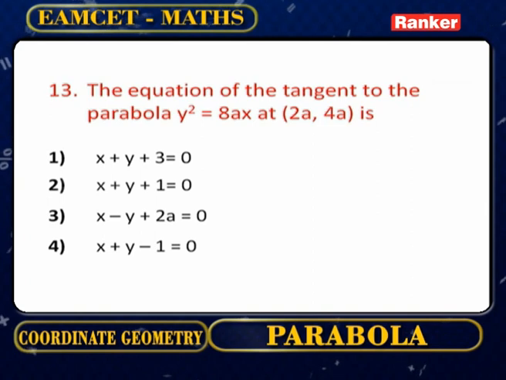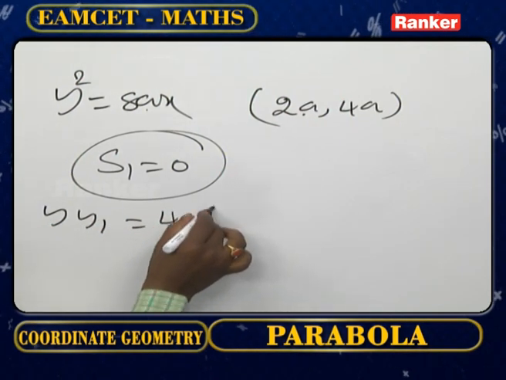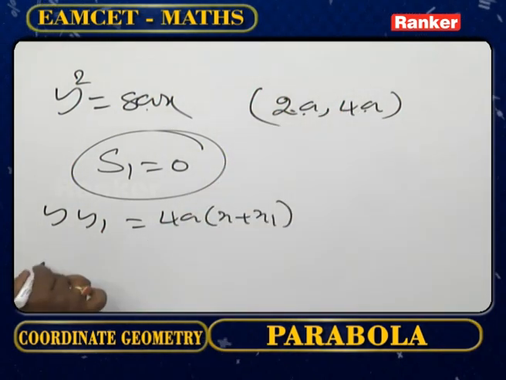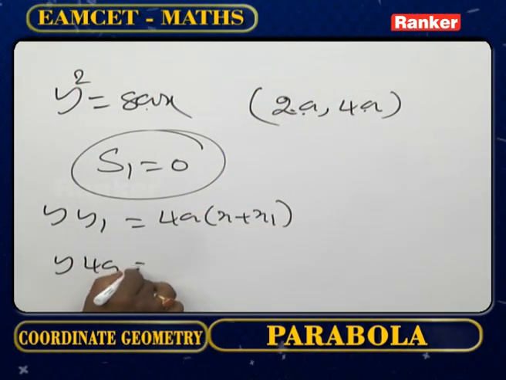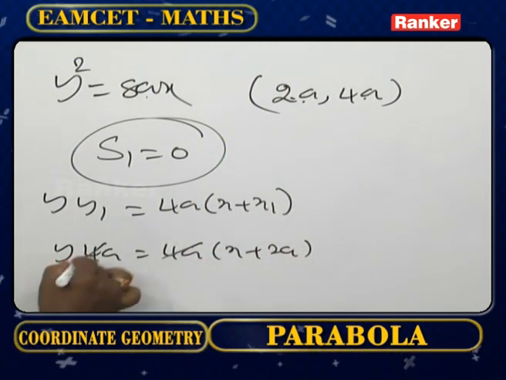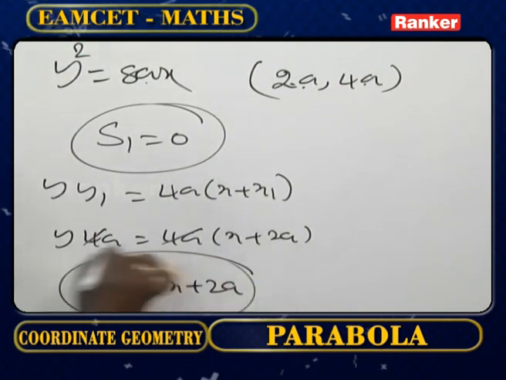Now required the equation of the tangent to the parabola y square equals to 8ax at 2a comma 4a. Now the equation of the tangent is nothing but S1 equals to 0. Now y y1 equals to 4a into x plus x1, where x1 y1 is the given point. So y into 4a equals to 4a into x plus 2a. 4a gets cancelled. Now y equals to x plus 2a is the required tangent.